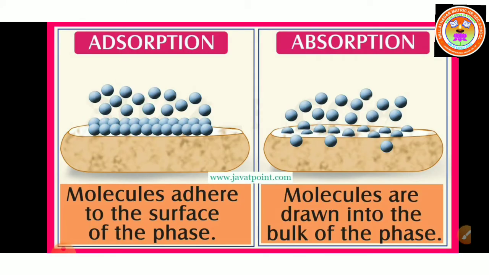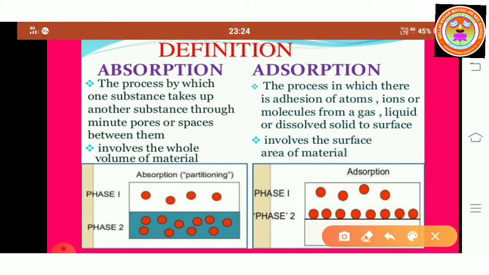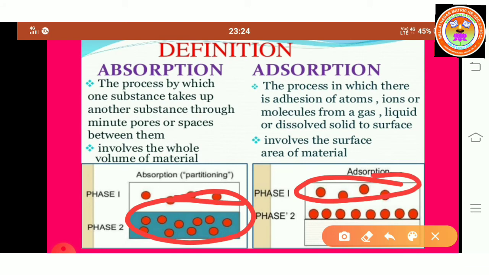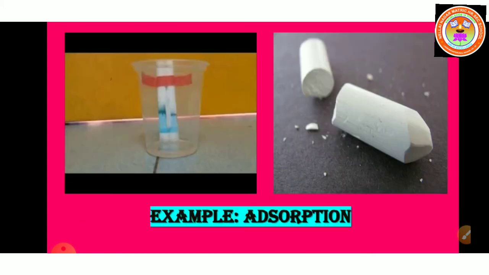So children, what is the difference between absorption and adsorption? Absorption is the process in which the substance is uniformly distributed throughout the bulk of another substance. But in adsorption, the particles of a substance are concentrated only at the surface of another substance. An example of absorption is a cotton ball dipped in water. An example of adsorption is a chalk stick dipped in ink.